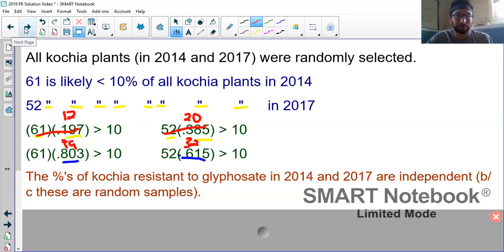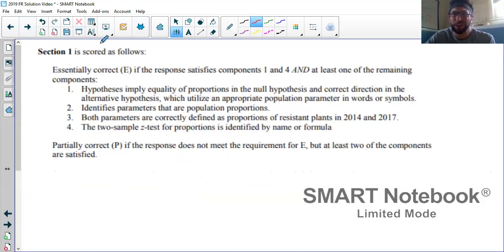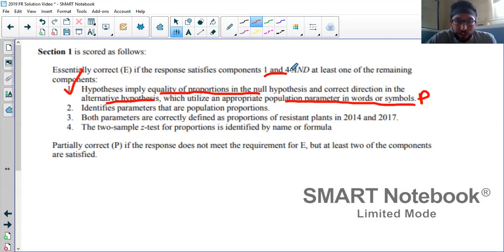Let's see how we did. So this question was kind of weird the way they chunked it, to me. I would have expected it to be scored as 4 sections: hypotheses, conditions, math, conclusion, but whatever. So they scored it in 3. So section 1, we need components 1 and 4 and at least one of the remaining. So hypotheses imply equality of proportions in the null and correct direction in the alternative. Using an appropriate population parameter in words or symbols, we did with our P with our little key, so we're good there. Let's jump right to 4 since that seems really important.